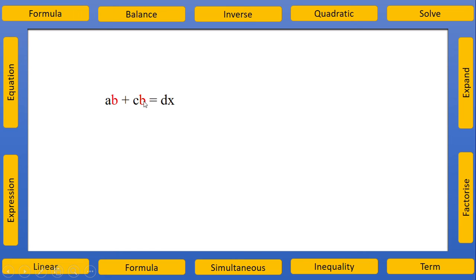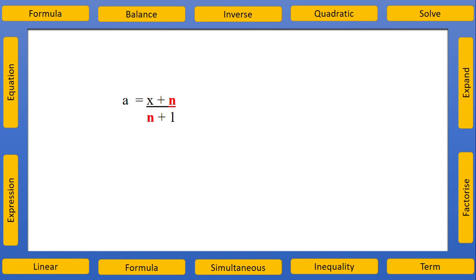Okay, so again, we've got the b's. We need to factorize that. B is the common factor. So that goes outside the brackets and we're left with this. Okay, so the inverse of multiplying by a plus c is dividing by a plus c. So we divide both sides by a plus c. We're left with b equals dx over a plus c.